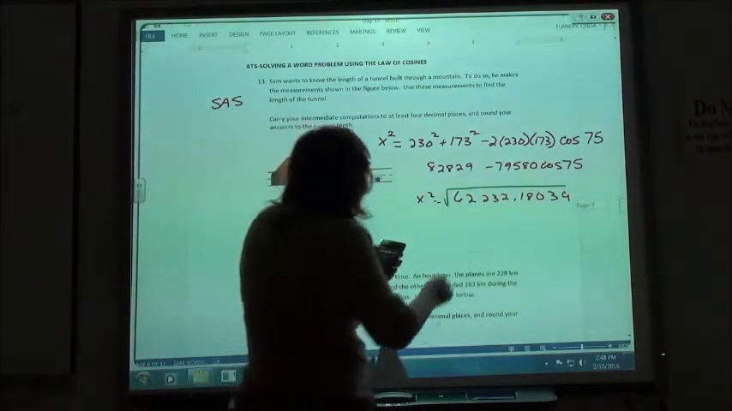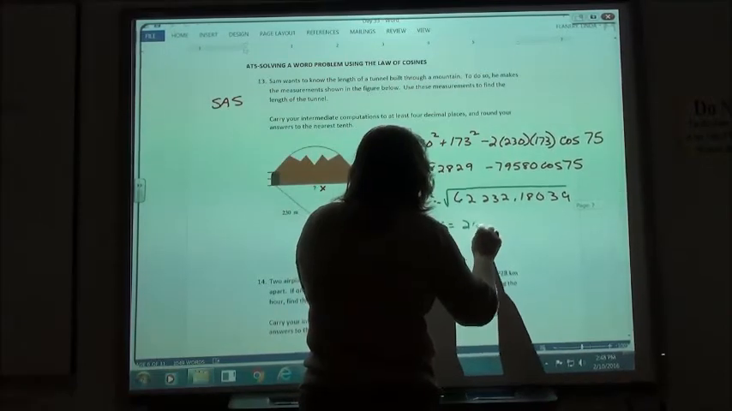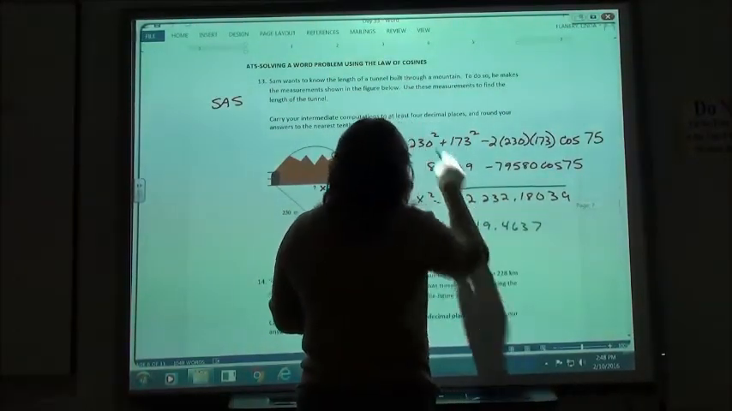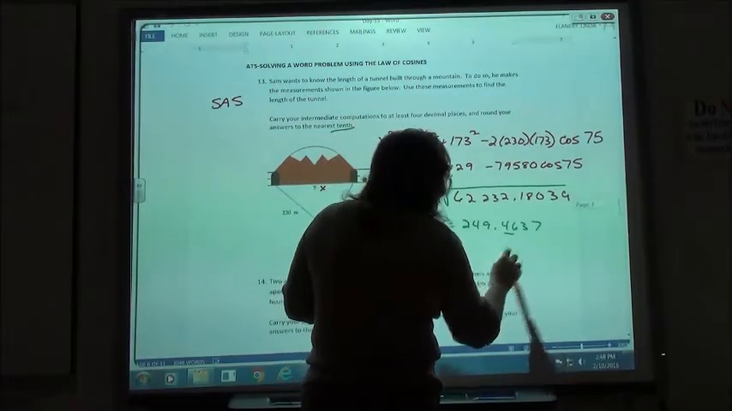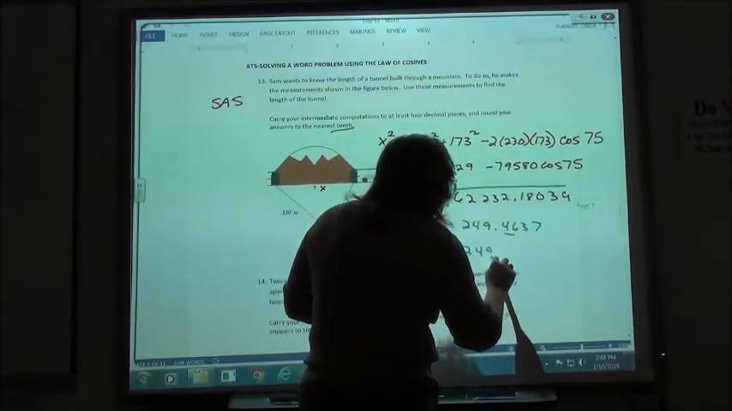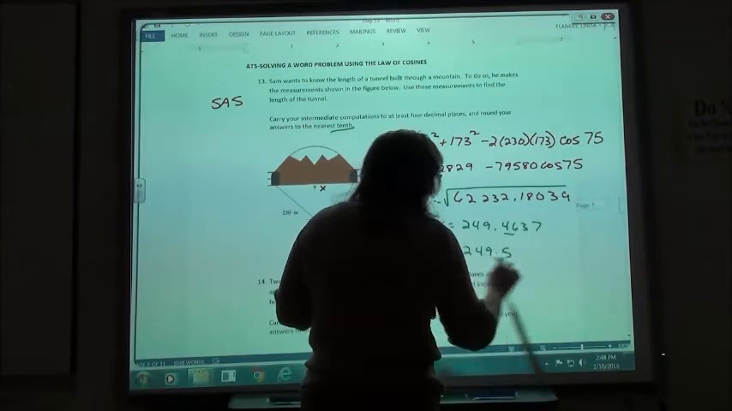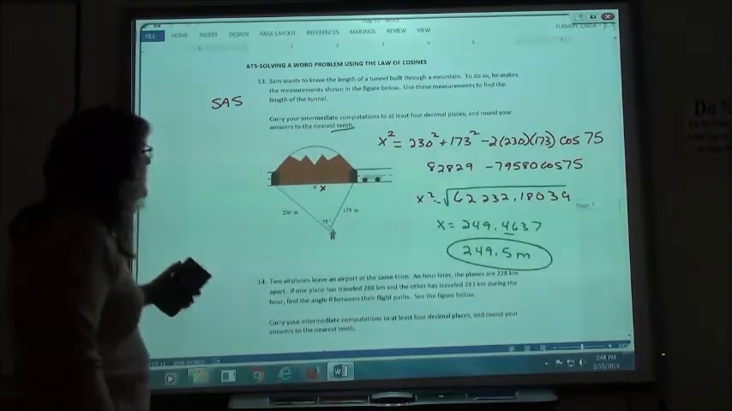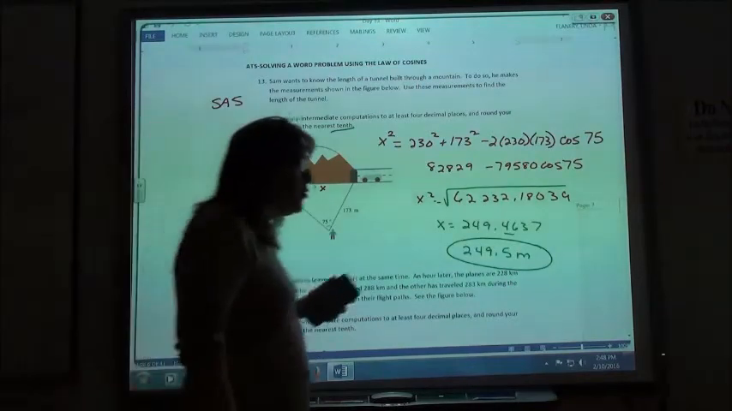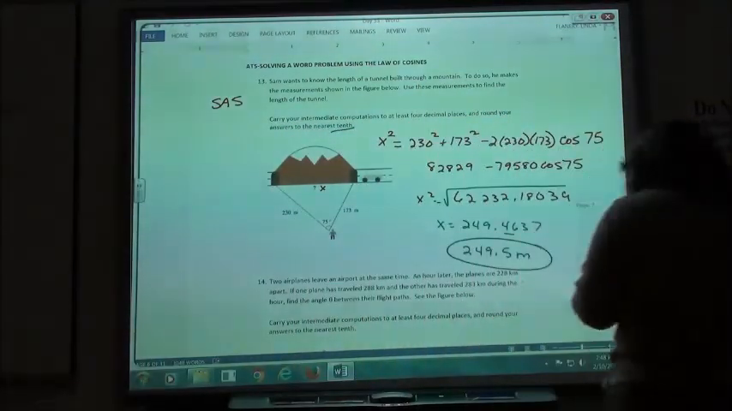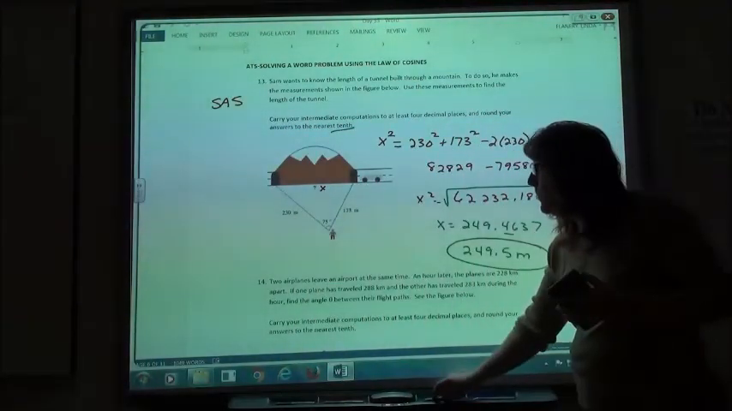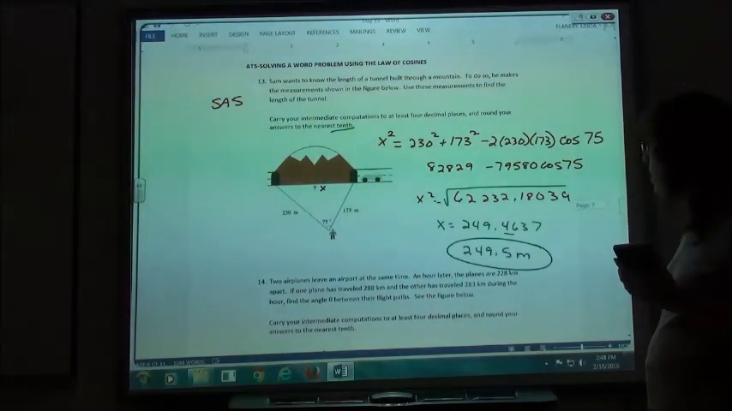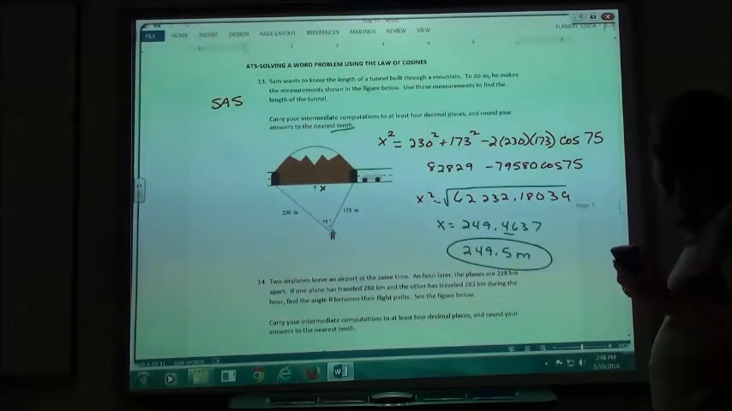It equals x equals 249.4637. So rounding to the nearest tenth, 249.5. We are in meters. So what is the length of my tunnel? 249.5 meters. So law of cosines, when we have the side, angle, side case there, we can find our missing side.